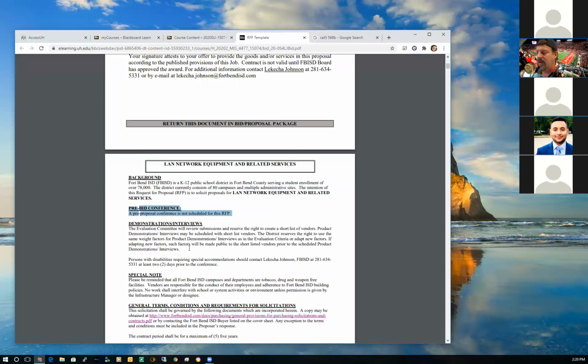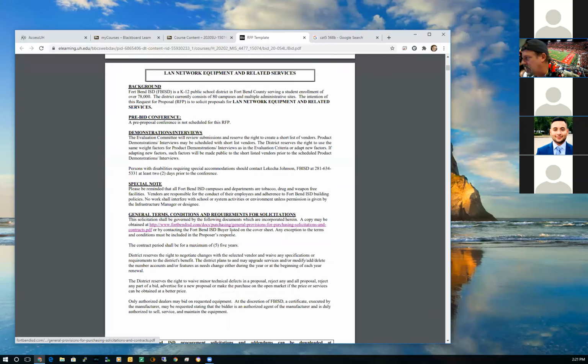If it's something simple like we need 3,000 boxes of paper, that's not a big deal. But if it's we need you to help us design a new network or upgrade a network, there's going to be a lot of questions. Demonstration interviews, here's some special notes. General terms and conditions and requirements, there's going to be this.